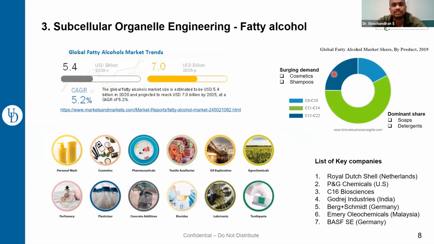The long chains have seen surging demand because of the growth of the cosmetic industry. They range from carbon 15 to carbon 22. These are the listed companies that make fatty alcohols right now. One is from India too, Godrej Industries as well.